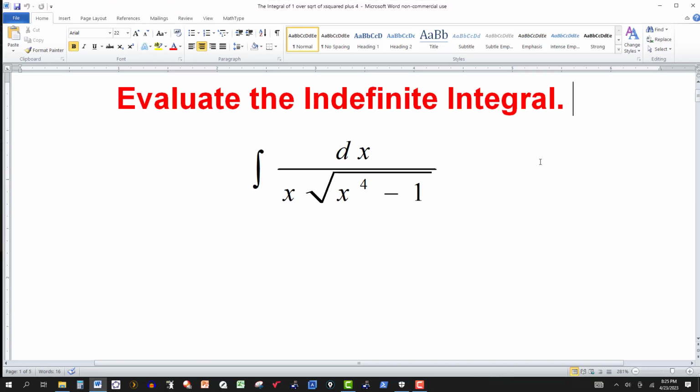In this video, we're going to evaluate this indefinite integral of 1 over x times the square root of x to the fourth minus 1. Now when you're working these types of problems, if you see the procedure that you need to use right away, then great, you go for it. But if you don't see it, then you have to look at the integrand and see what comes to you.